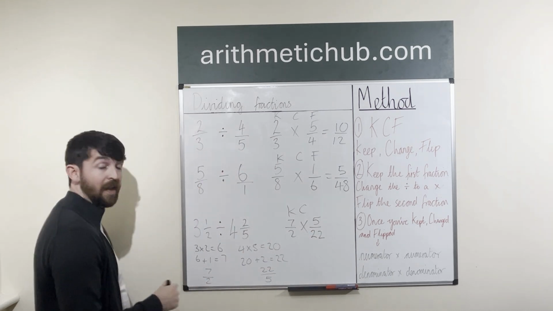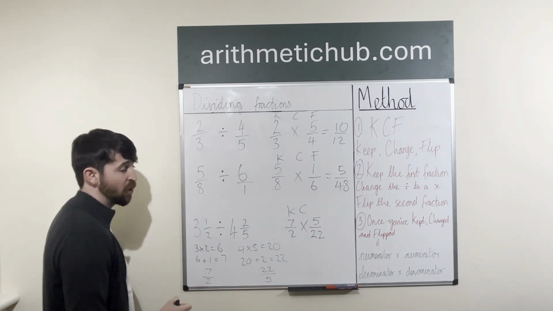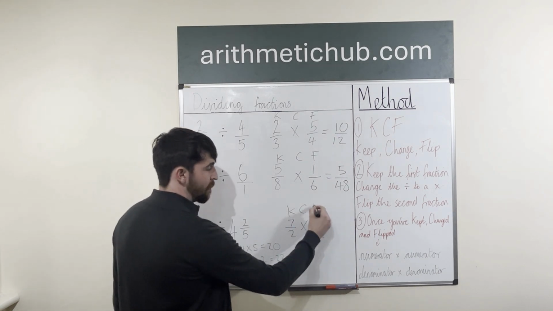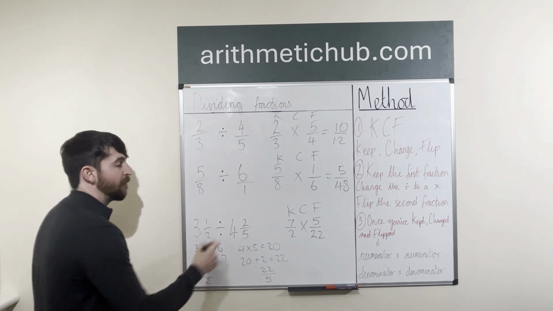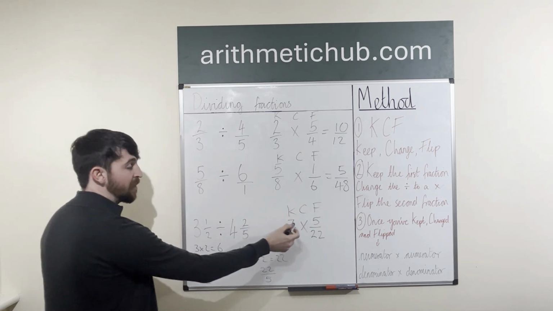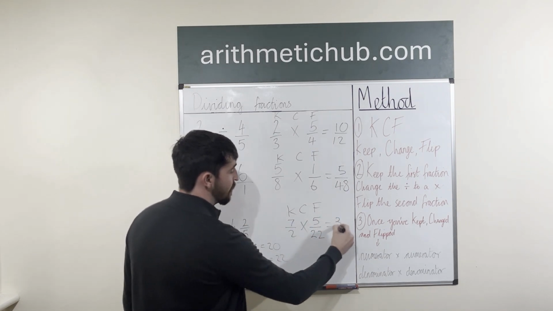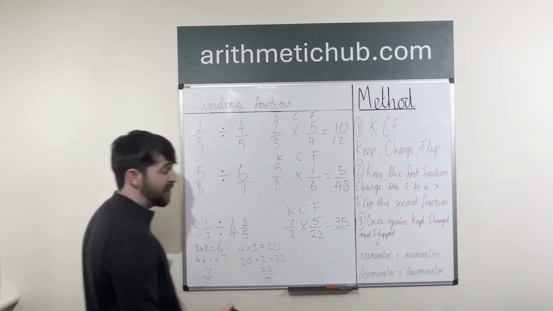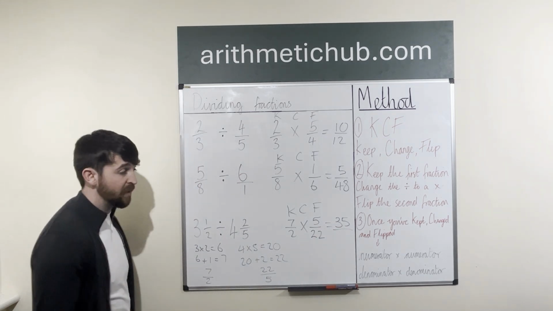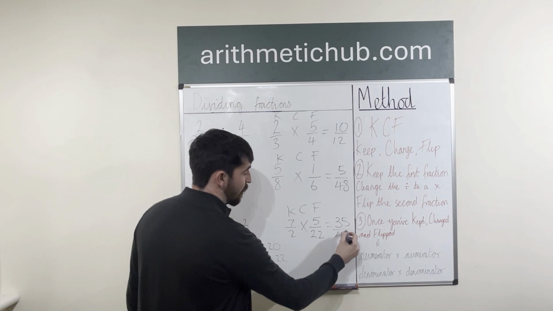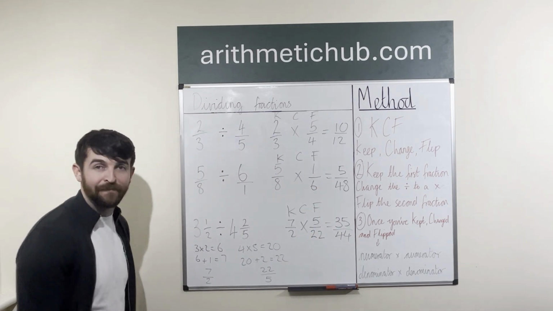And all we would do then is we would do our multiplication of a fraction. Oh, hang on, I have to remember to put my F in for keep, change, flip. So now what we would do, multiplying fractions method, 7 times 5 is 35, and then 22 times 2, I'm just going to double 22, which is going to give me 44.